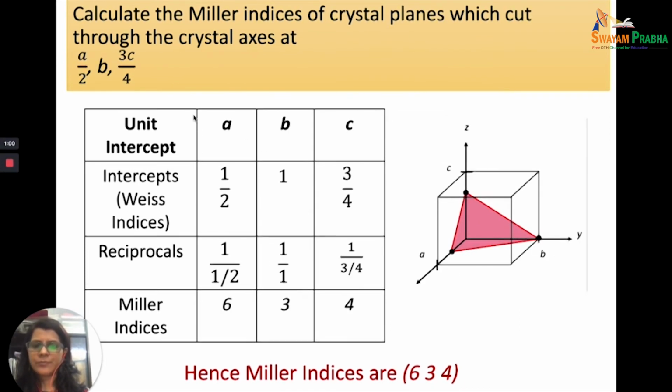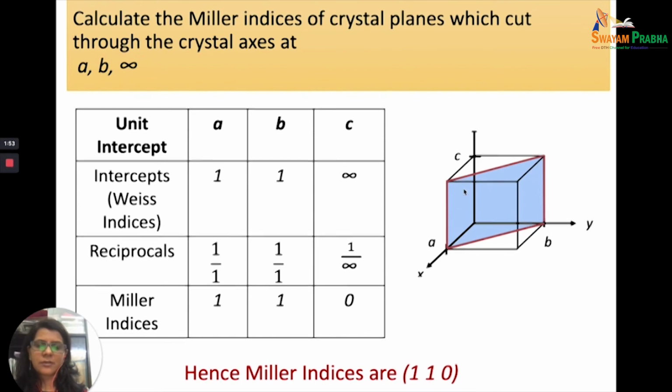Let's take another example. In the other example, the intercepts made are A by 2, B, 3C by 4. Look at this figure. This is the plane. It makes an intercept of A by 2 on the x-axis, B on the y-axis, and 3 by 4 C on the z-axis. Now these are the intercepts. So 1 by 2, 1 and 3 by 4 are the intercepts. You take a reciprocal of them and you get 1 upon 1 by 2, 1 upon 1 and 1 upon 3 by 4. When you convert them into clear numbers or clear fractions, you get 6, 3, 4. Hence Miller indices are 6, 3, 4.